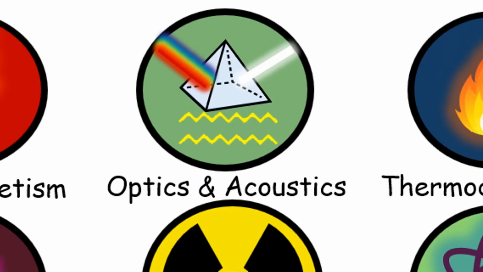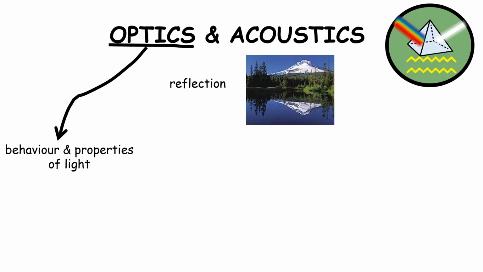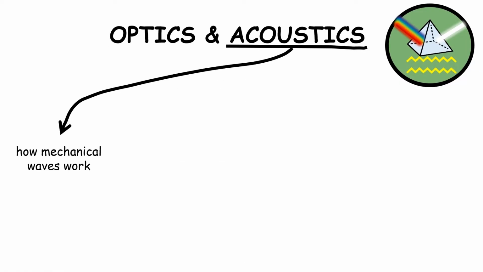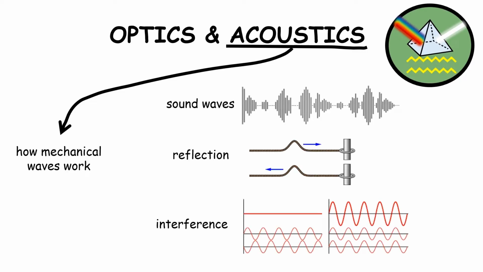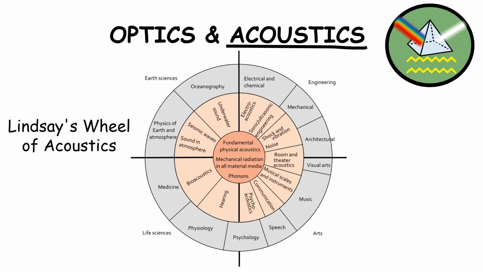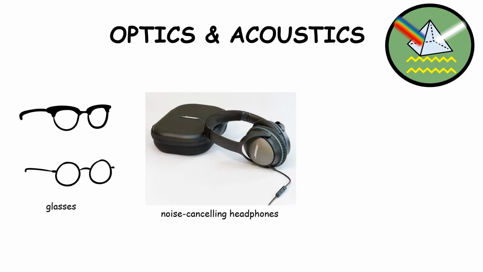Optics and acoustics. The optics branch looks at the properties and behaviors of light, such as reflecting, refracting, and diffracting. While acoustics looks at the waves inside of mediums, like sound waves, which also have standard wave properties like reflection and interference. Optics and acoustics have lots of uses in several different fields of study, and they both have many applications in everyday life.